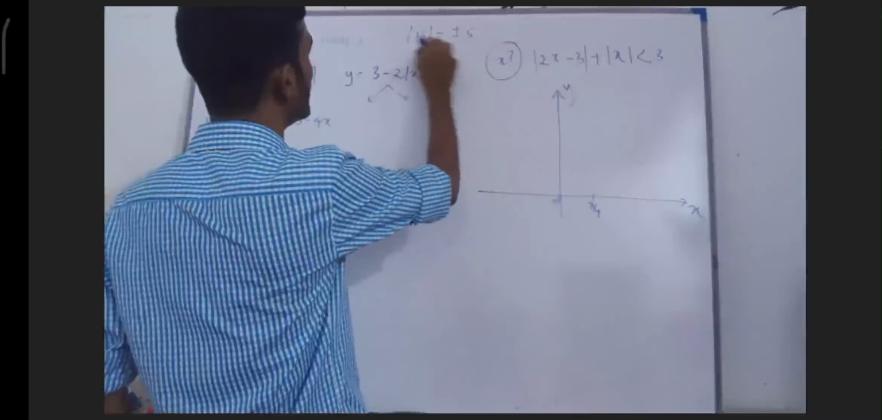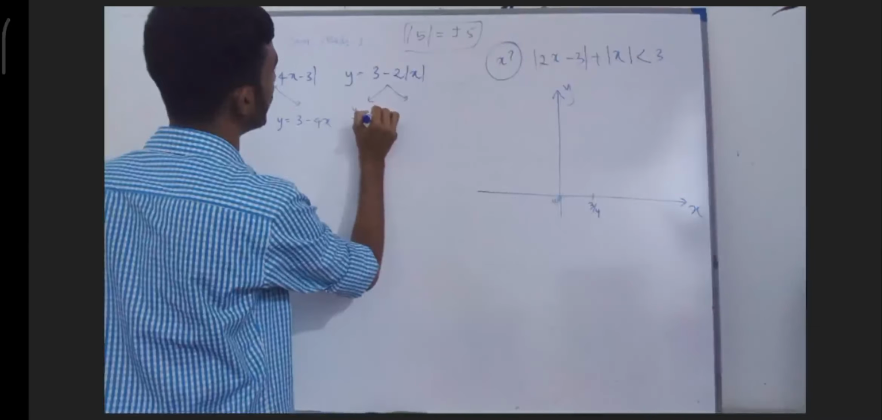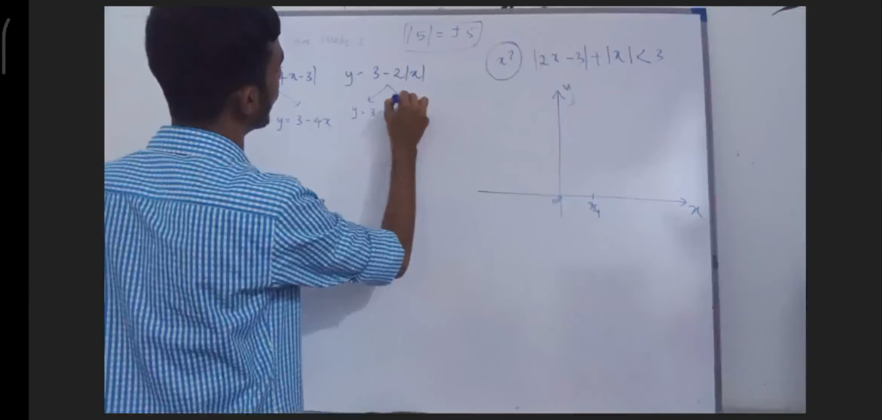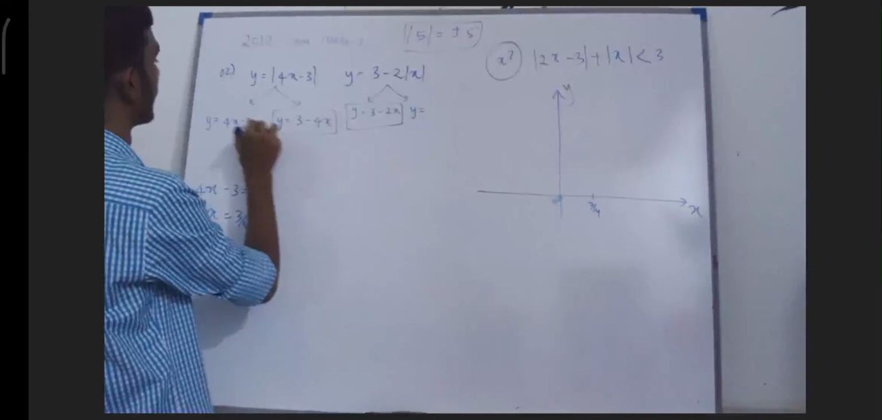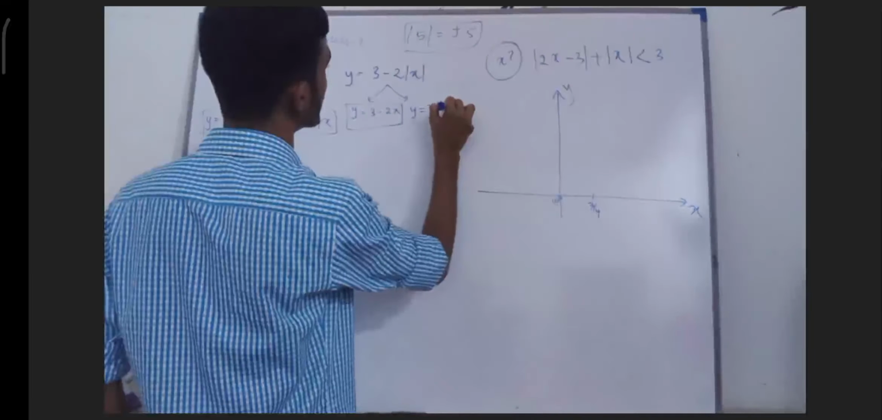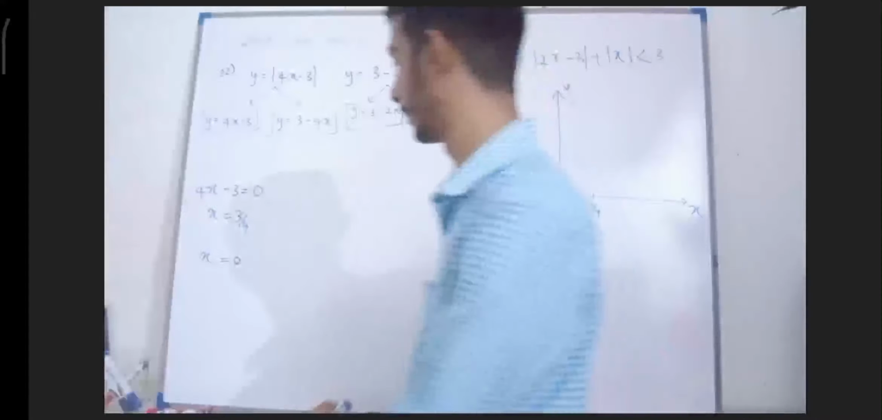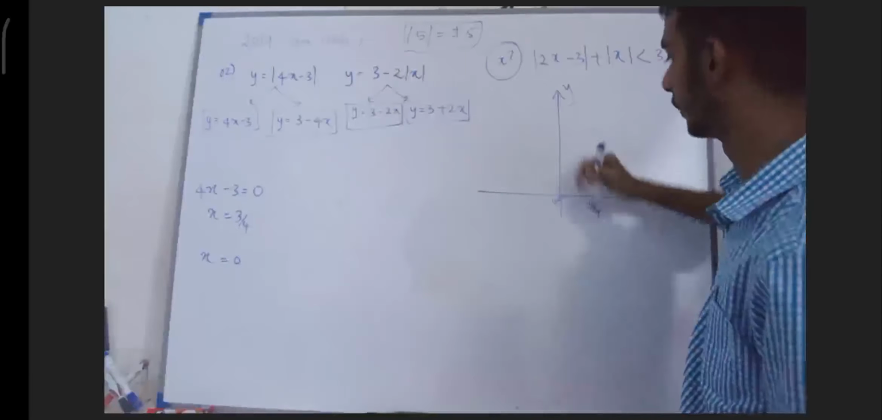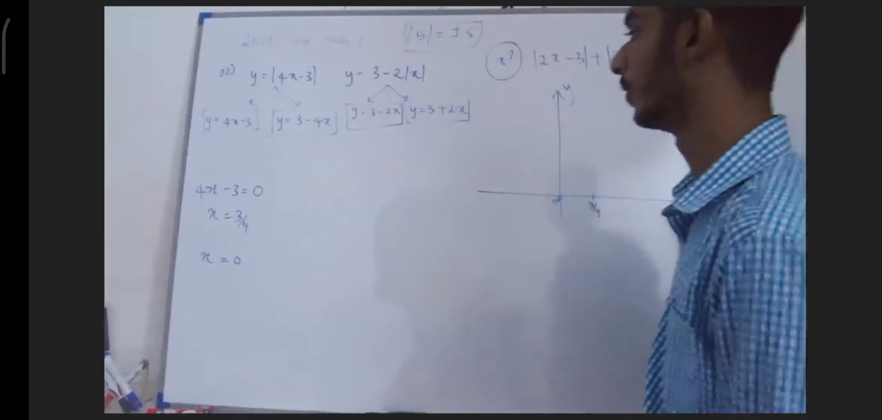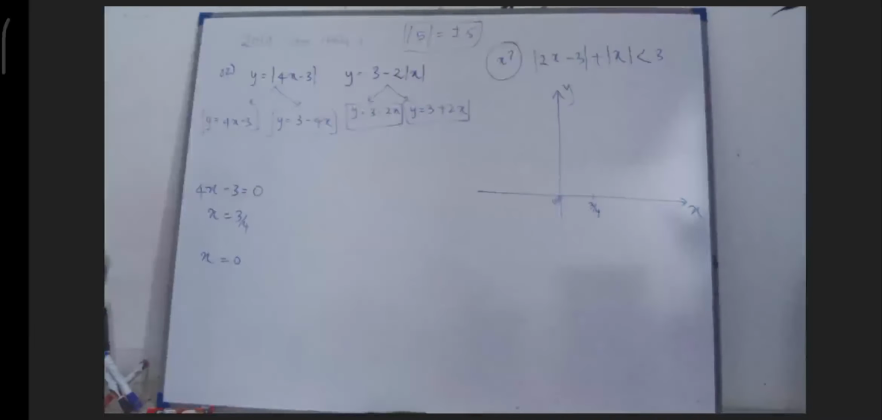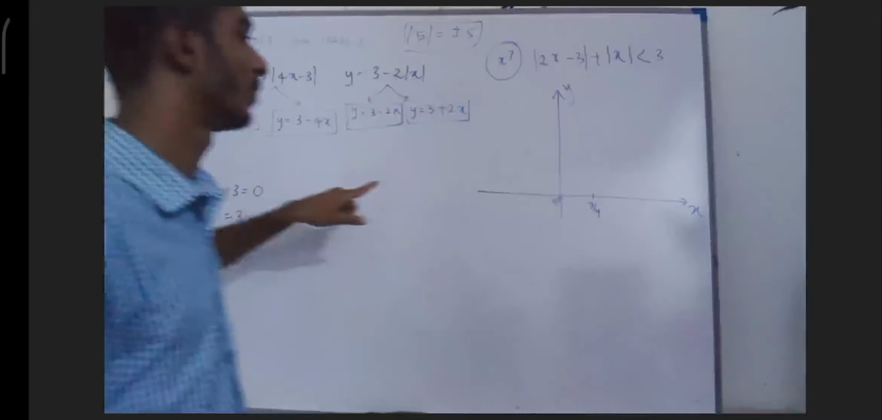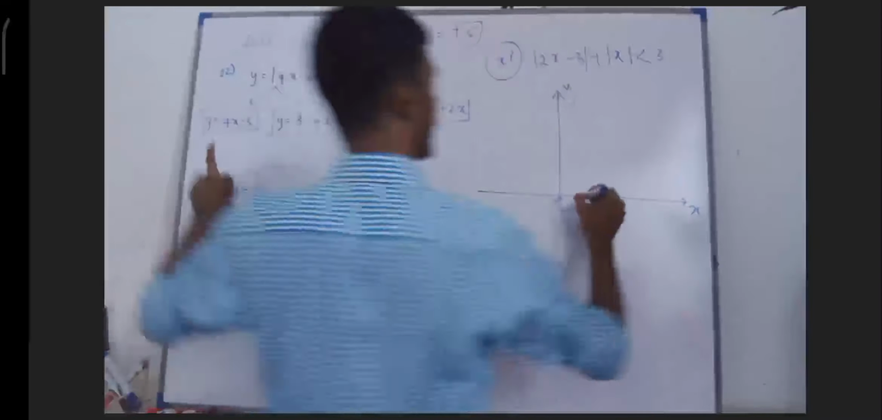Now again, for this one, y is equal to 3 minus 2x and y is equal to 3 plus 2x. So these three will be the graphs. Now I have to draw all these graphs on the same diagram. Here we have x is equal to 0 and x is equal to 3 by 4 as critical points. Now I am going to draw y is equal to 4x minus 3, and its critical point is 3 by 4.